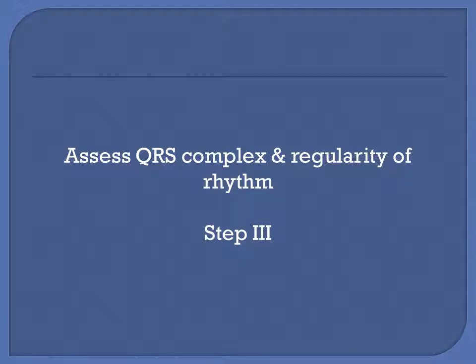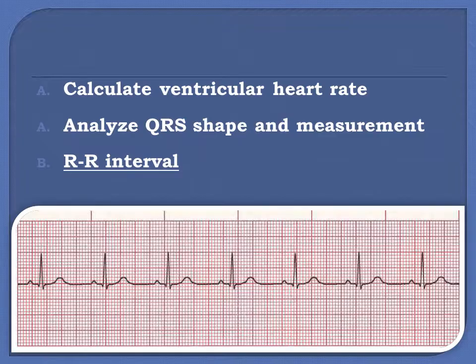Now let's move to step 3, which is assess QRS complex and regularity of rhythm. The third step in ECG rhythm analysis is to analyze the QRS complex. In this step you need to analyze 3 things. Number 1, ventricular heart rate. Number 2, QRS shape and its duration. Number 3, RR interval. Let's start with the ventricular heart rate.